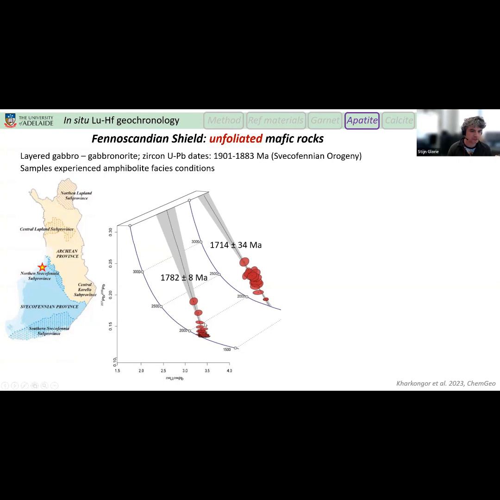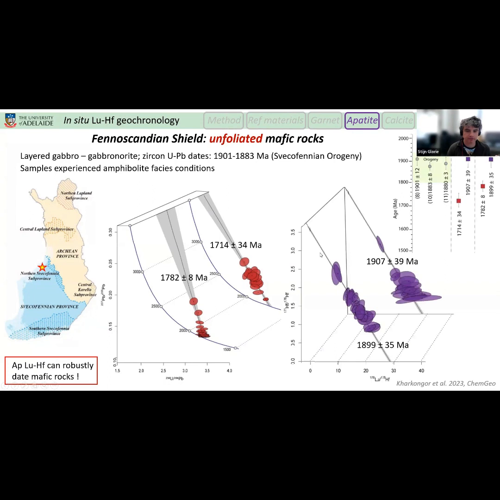And on the screen here, there are two samples that we dated. You can see we have apatite lead ages that are clearly younger than the reference ages for zircons in those rocks. So 1714, 1782. Hafnium, on the other hand, gives these numbers: 1907, 1899, well within range of zircon ages. So again, this shows us that apatite hafnium can robustly date mafic rocks where apatite U-Pb fails, at least in this particular case.